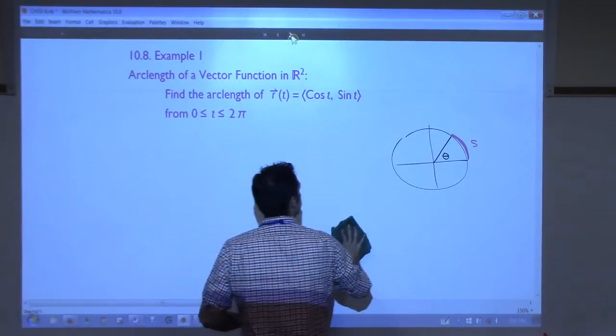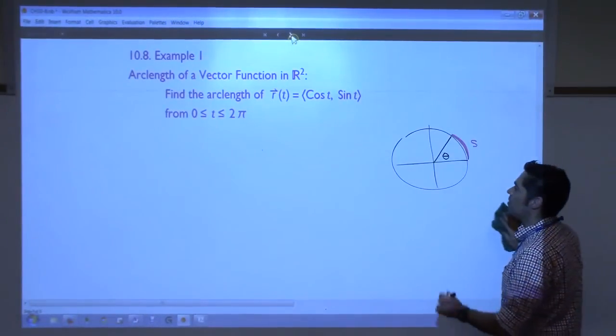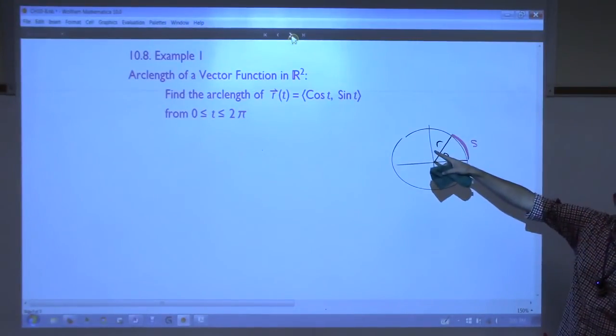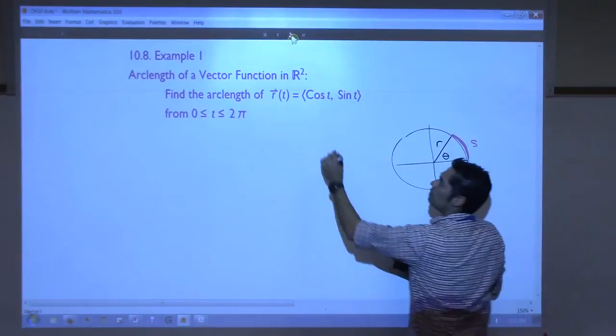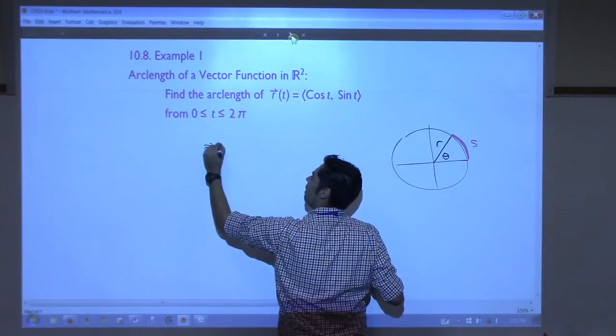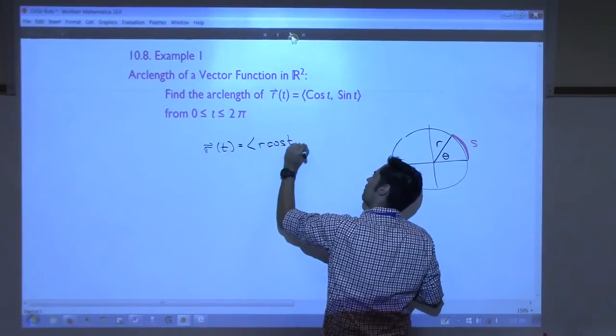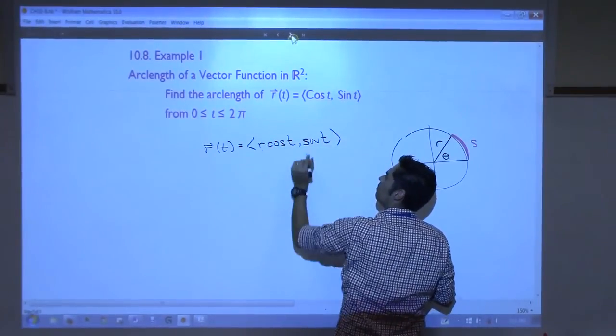Okay. What if I have not a unit circle, but a circle with radius r instead? How does my vector function change? R cosine. So we would have r cosine t, r sine t. I should put the r in there.